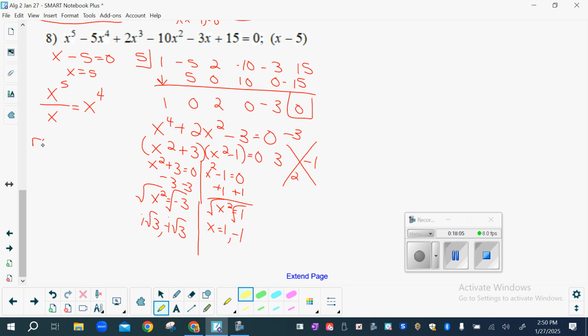Okay, so my roots are 1, minus 1, i square root 3, negative i square root 3. What's my 5th root? 5 from up here. And then my factored form, x squared plus 3 times x squared minus 1 times x minus 5. Yeah, a lot of parts to it.